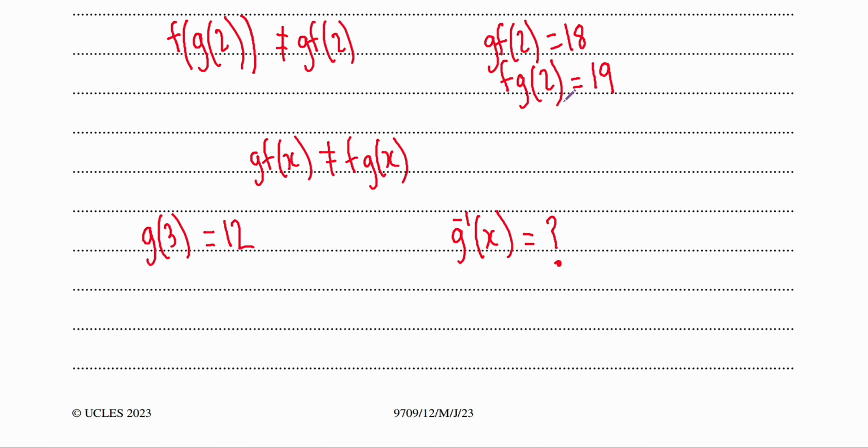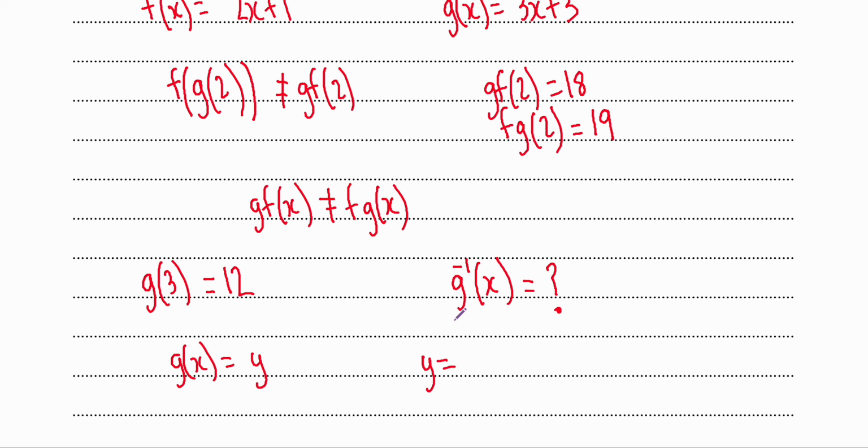So this is the trick to do it. Let g of x equal y. Let's call g of x y because it's simpler to work with. So now we have y is equal to 3x plus 3.